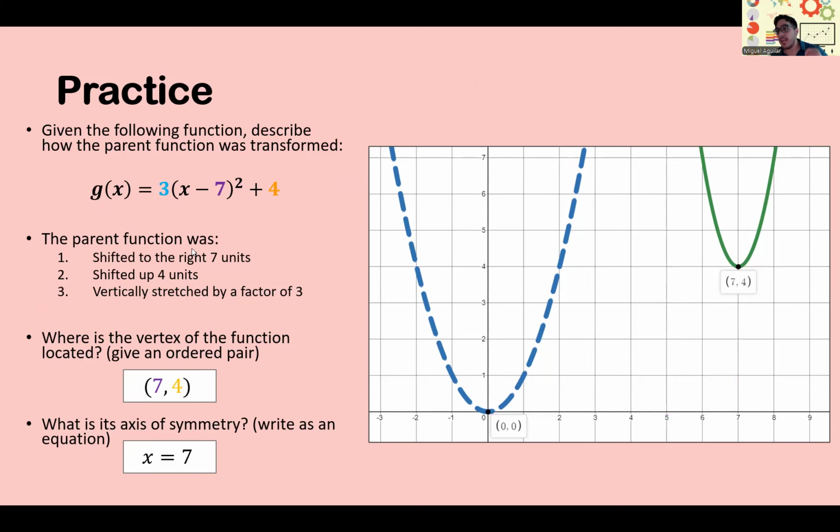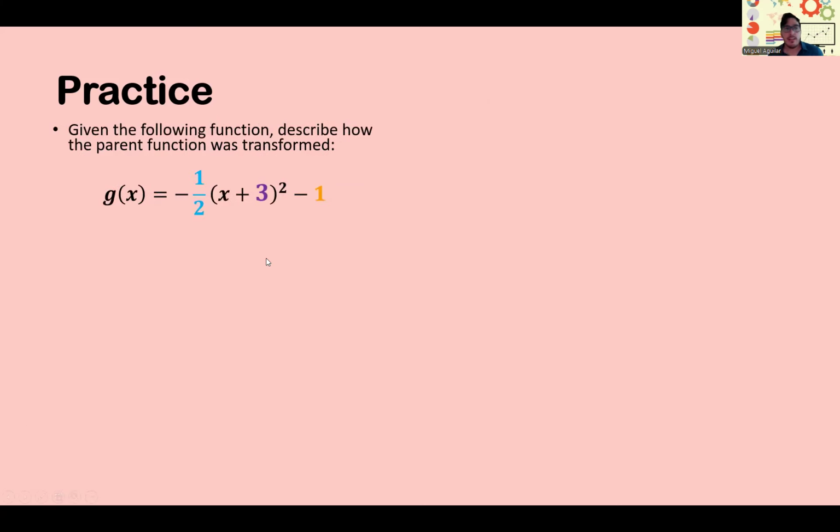So here's another practice problem. All right, again, I want you guys to get into the habit of describing all of the transformations that have been applied, and there are 4 transformations that have been applied to this parent function. So can you guys tell me what transformations are happening to this graph just by looking at the equation?